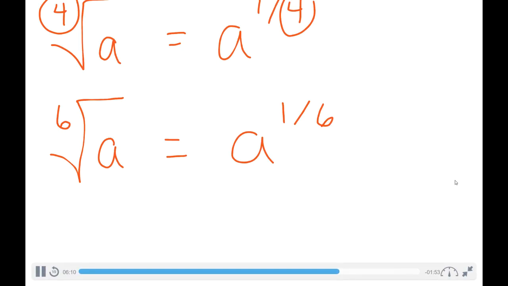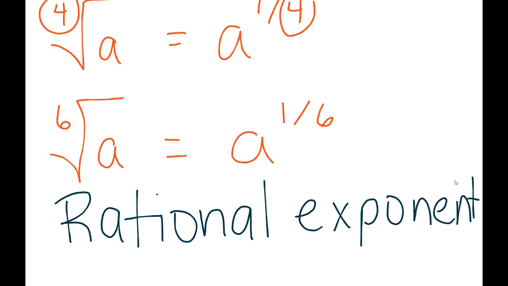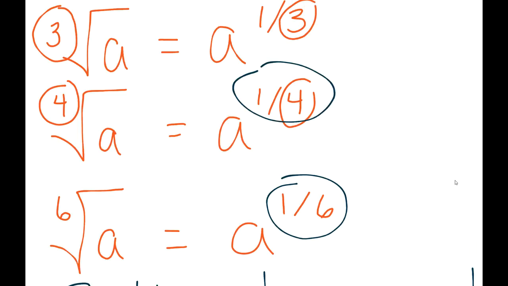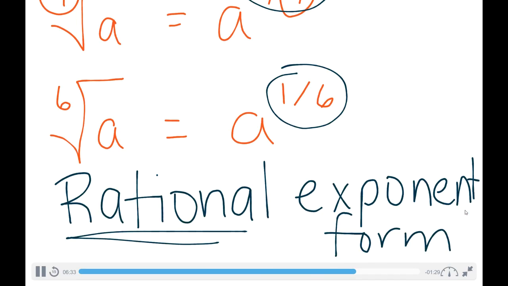And again, this is called rational exponent form. So anytime it's asking you to write it in rational exponent form, that's what they mean. And again, rational just means it's a fraction. It doesn't have to be a whole number. So it's a fractional exponent.